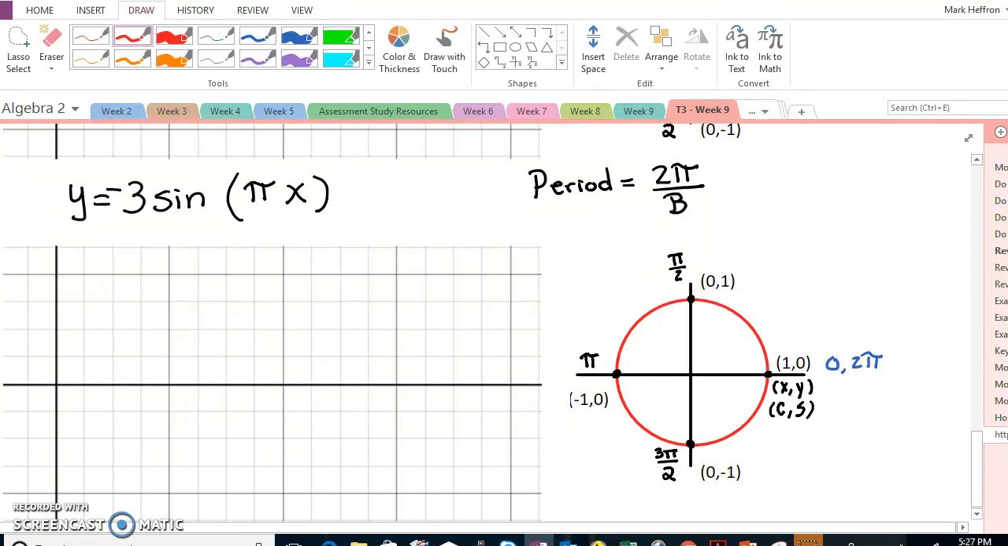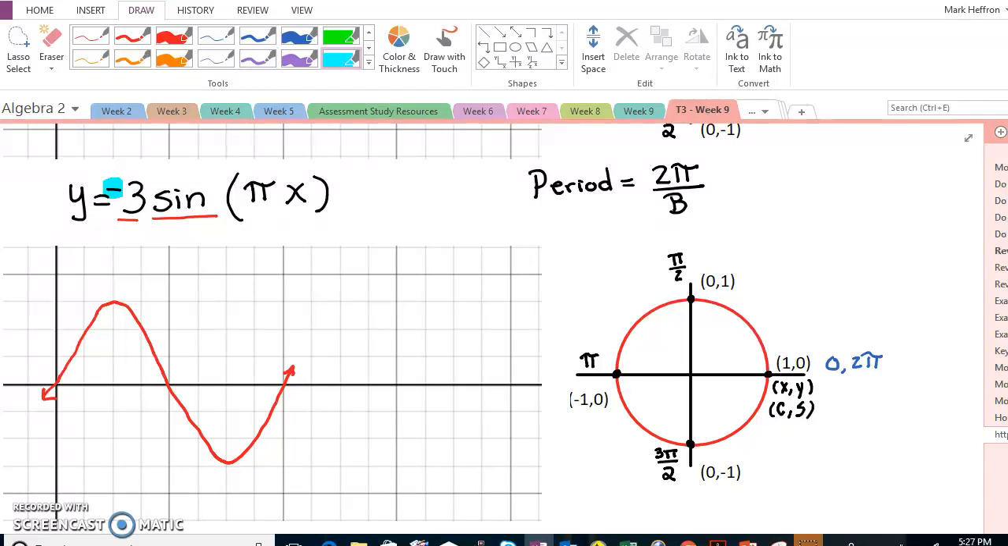Couple reminders, we're looking for sine. Our amplitude is 3, so I can draw that right away. But there was a negative in front. So that means everything that was positive is negative and everything that was negative is positive.